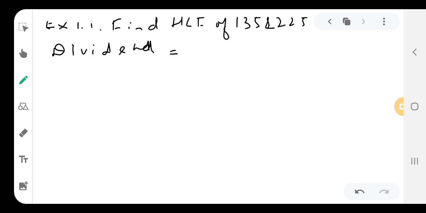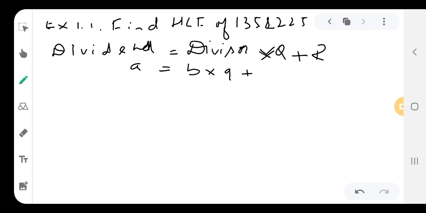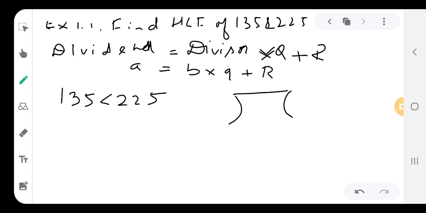is equal to divisor into quotient plus remainder. A is equal to B into Q plus R. Okay. Now as 135 is lesser than 225, so we will take here 135 as the divisor and 225 as the dividend.